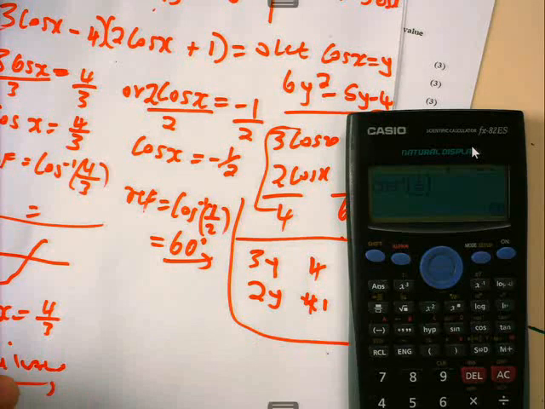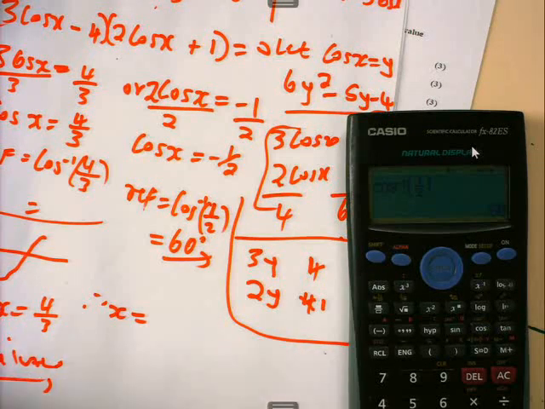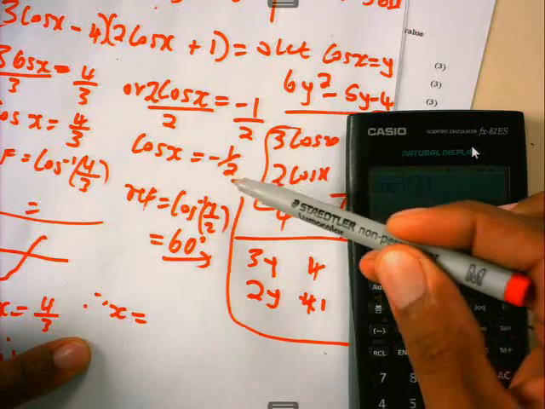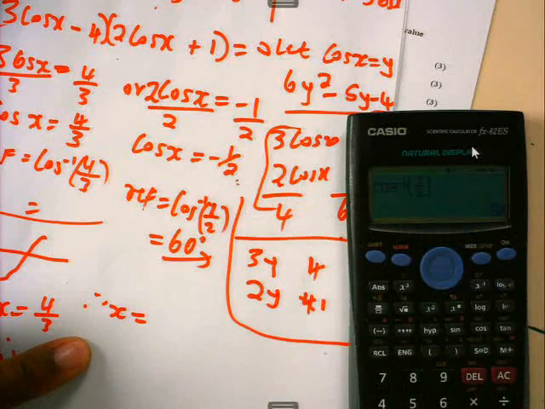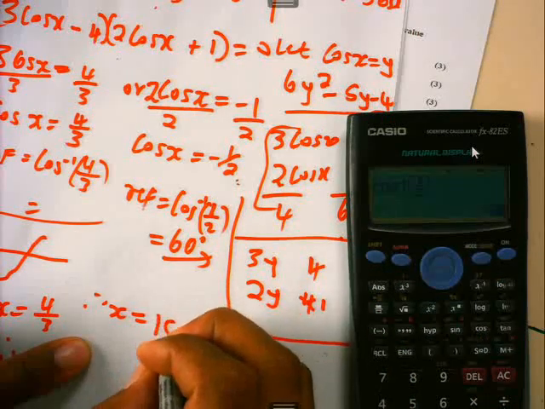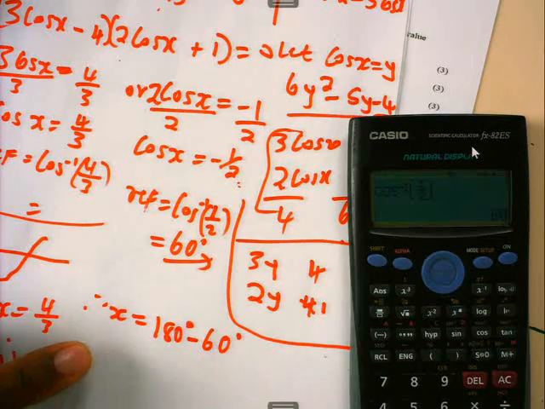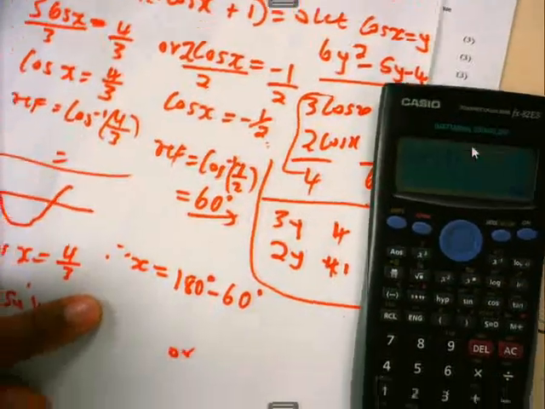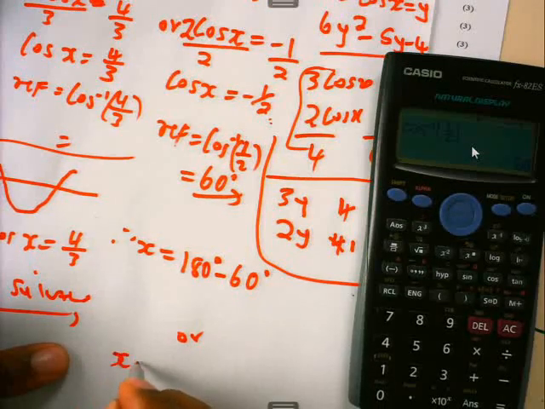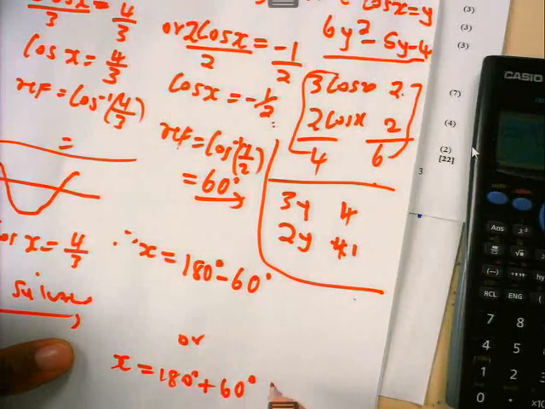Determine the general solutions. First of all, we start with the equation. Now we solve for x. X is equals to what? We check the ratio. Is the ratio positive or negative? Of course it's negative. We check the quadrant in which cos is negative. That is the second quadrant. In the second quadrant we have 180 degrees minus 60 degrees. Or the other quadrant in which cos is negative, the third quadrant, where x is equals to 180 degrees plus 60. Good. Now we are happy with this one.